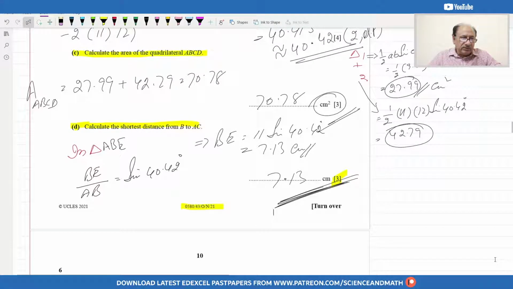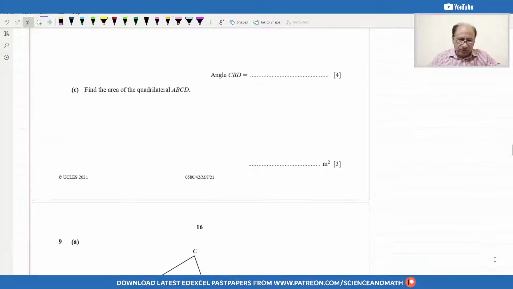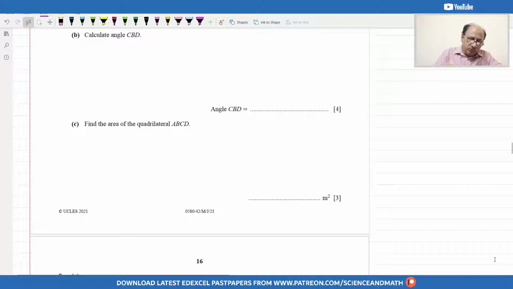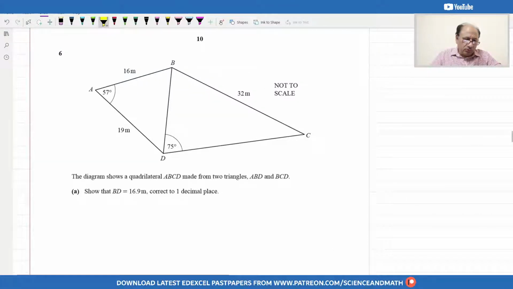So it's not that you will be getting in exam only sine rule as a separate question, cosine rule as a separate question, or trigonometry as a separate question. It will have mixed concepts in one question, and that will be a complex situation which you will have to tackle. Now next question, this question we have taken from 42 May June 21 0580, and we can quickly go through this question also.